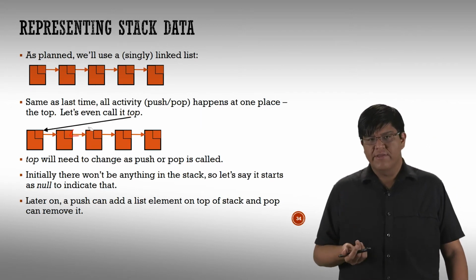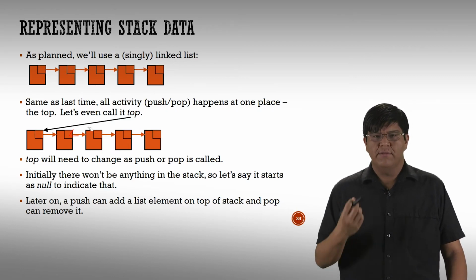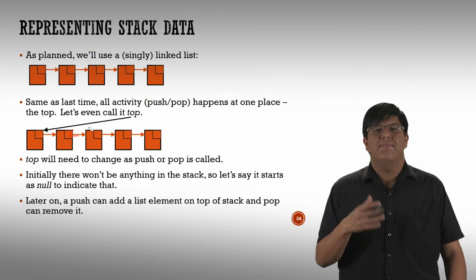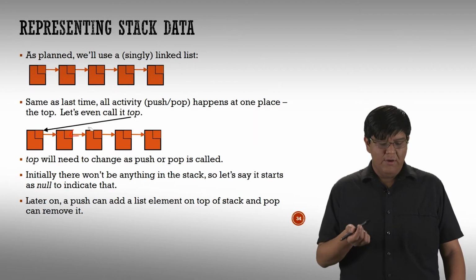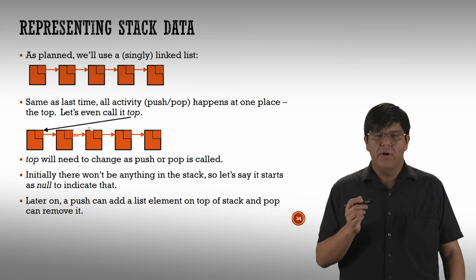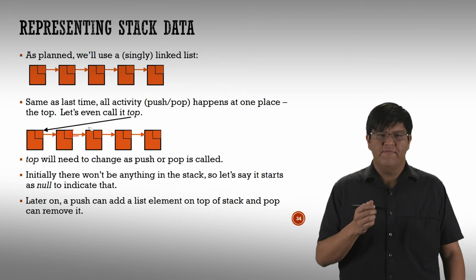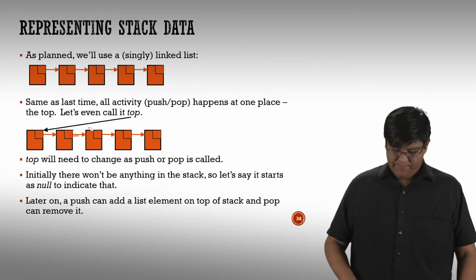Now, when there isn't anything on the stack, we'll just assume that top is null. That'll be the way we indicate there's nothing in there. Normally we want top to point at the element that's at the top of the stack, but if there's nothing there, what else are you going to do except point to null? All right, so this is our current plan. What we want to do is think about implementing push to add something to the top of this list, or the front of this list, and then pop to remove something from the top of the list, or the start of the list.